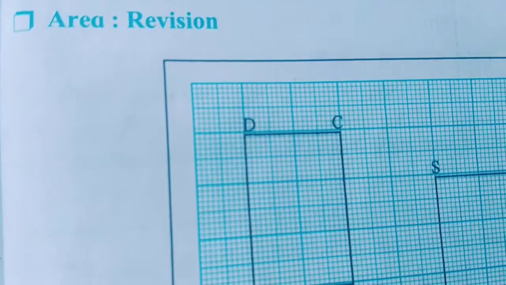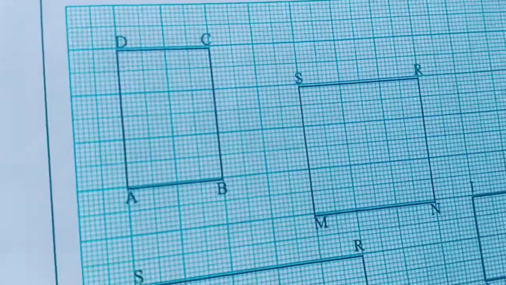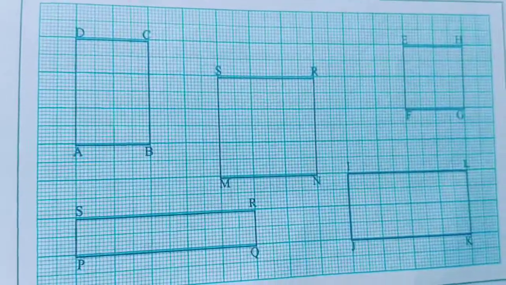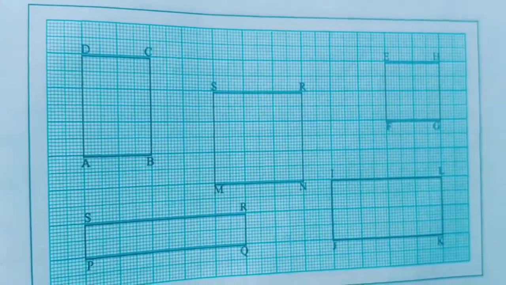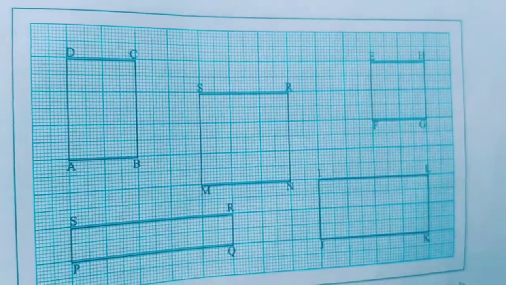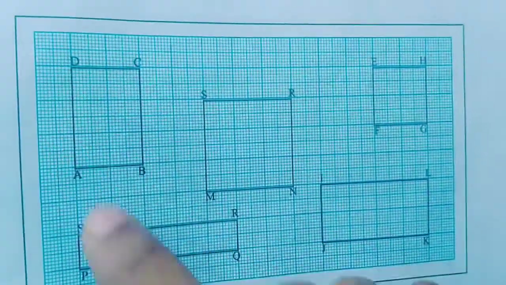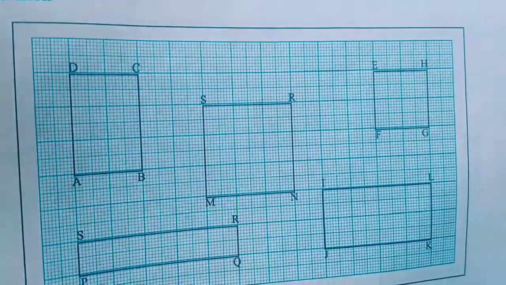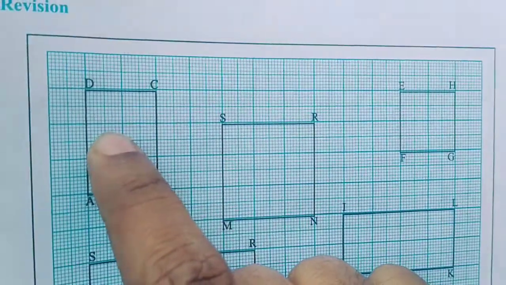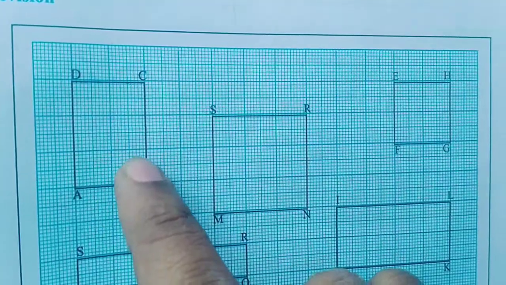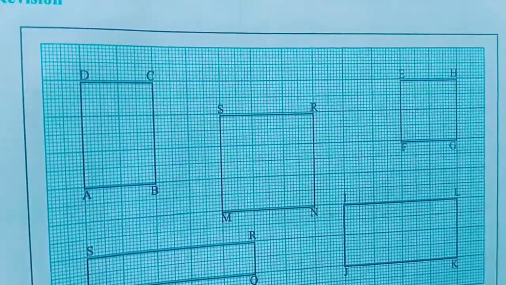Now let's start area revision. On the figures above, all these are the figures given above. Figure A, B, C, D. This one, A, B, C, D, has 6 squares in it. 1, 2, 3, 4, 5 and 6. How many squares overall? 6 squares here.